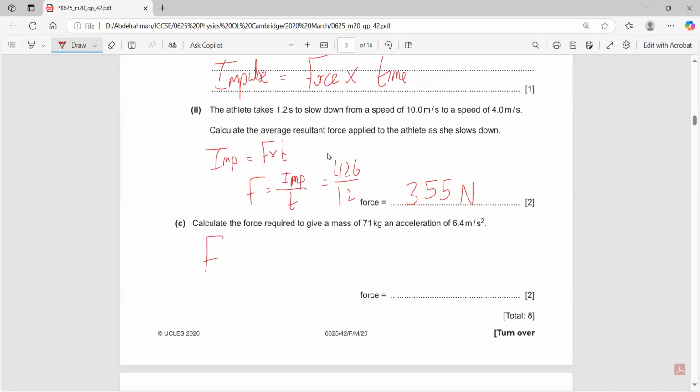Calculate the force required to give a mass of 71 kilograms an acceleration of 6.4. Force equals mass times acceleration. So 71 times 6.4. What is 71 times 6.4? Yes, 454 newtons. Okay.